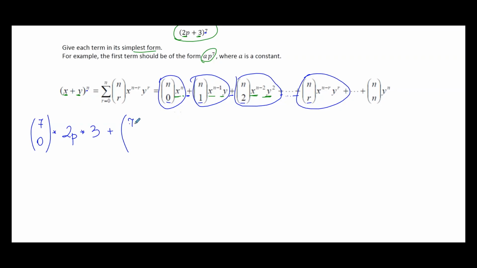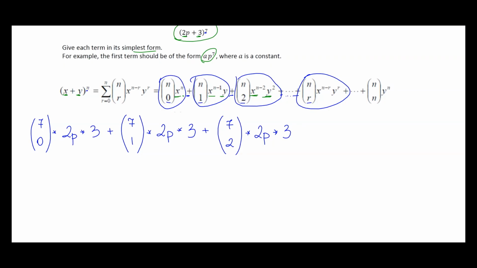The next element will be 7, choose this time 1. And again, my first element in the bracket multiplied by the second element in the bracket. And then again, 7, and this time choose 2. And again, the first element in the bracket multiplied by the second element in the bracket. Now, we don't have to do the full expansion. They are only talking about the first 3 terms.